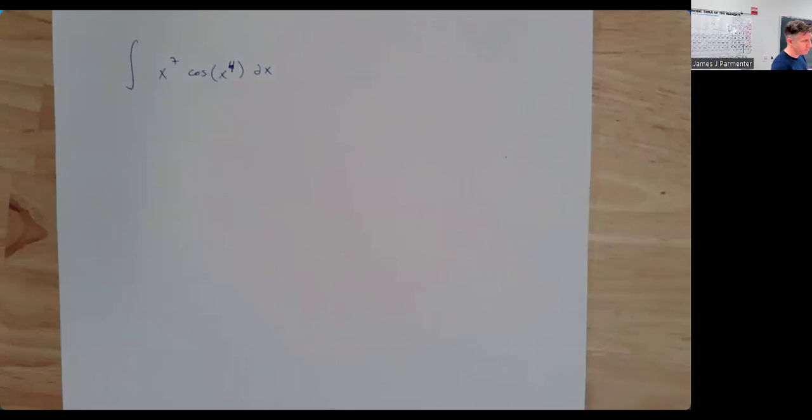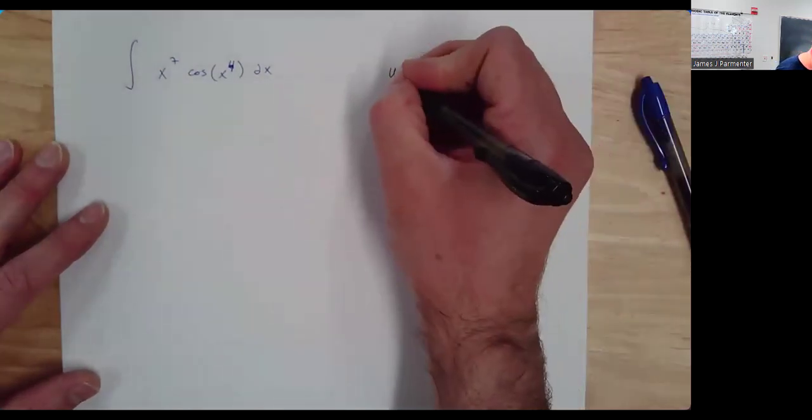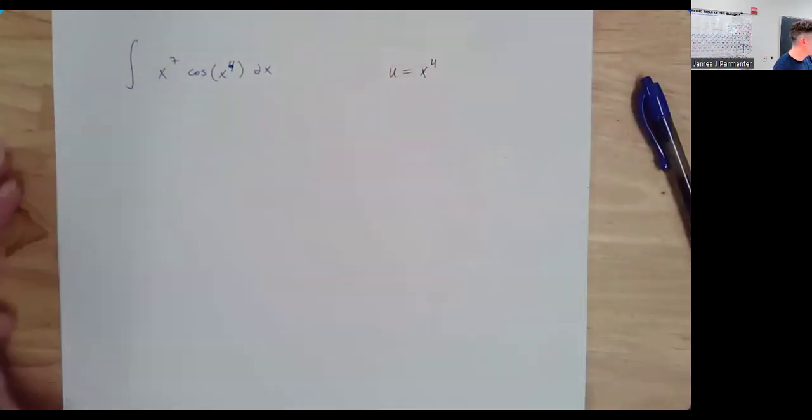So again, I'm going to go with a u sub here because I don't actually have the ability to use integration by parts. If I pick u equal to x to the 7th, my dv would be cosine of x to the 4th, and that is not something we know how to anti-differentiate. Again, it's probably actually impossible. So I'm going to do a u sub. I'm going to let u equal the stuff inside the function there, x to the 4th.